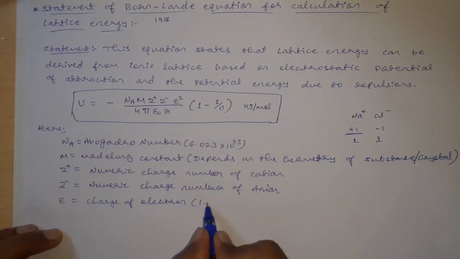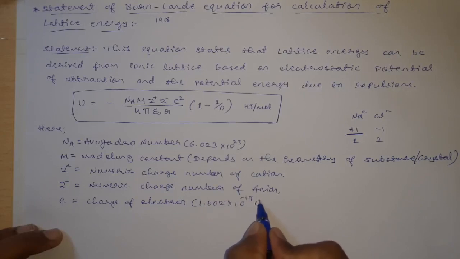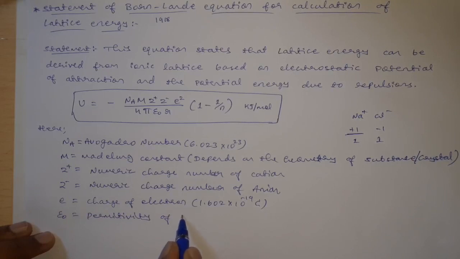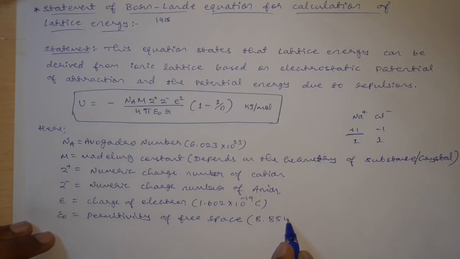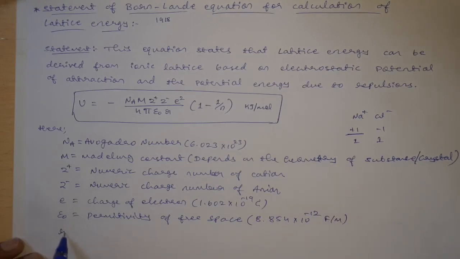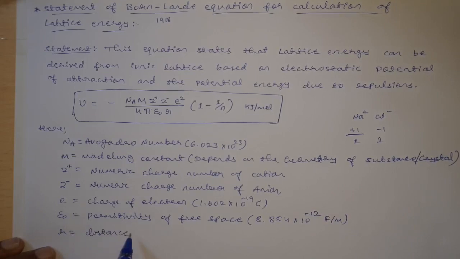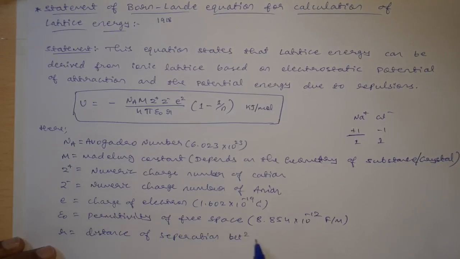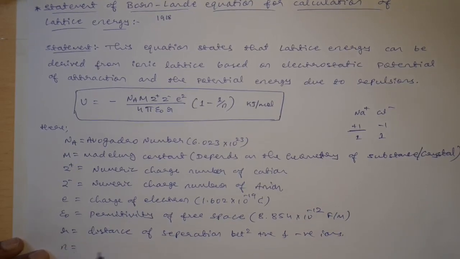E is nothing but the charge of electron, that is 1.602 into 10 raised to minus 19 coulomb, and epsilon naught is the permittivity of free space, and its value is 8.854 into 10 raised to minus 12 farad per meter, and R is the distance of separation between positive and negative ions, and N is a Born exponent.